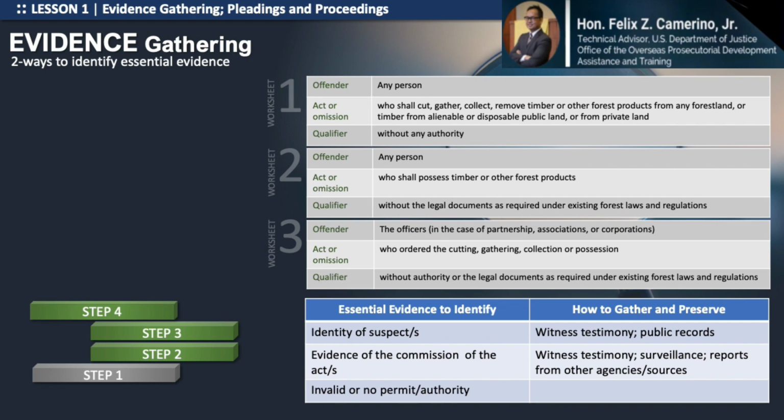A couple of sources of information or evidence of the commission of the acts. Okay, so those would be the things you could do to gather and preserve.